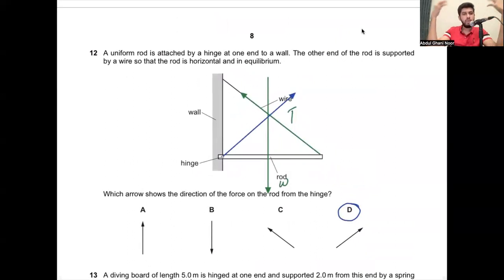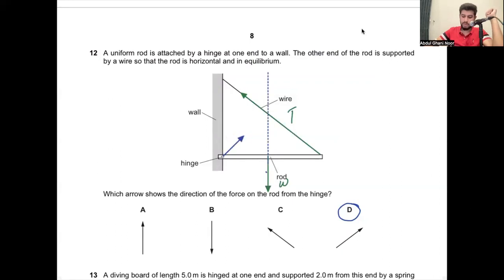For an object in equilibrium, for three forces like these, it is necessary that all three forces pass through a single point. So we have our weight acting vertically downwards. I've extended the line of the weight.